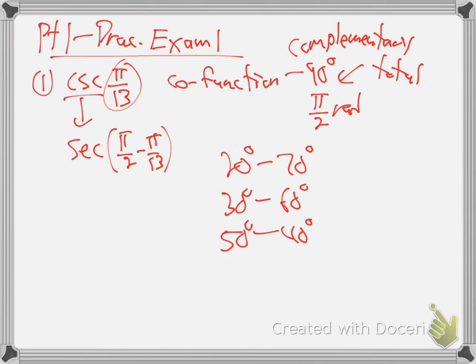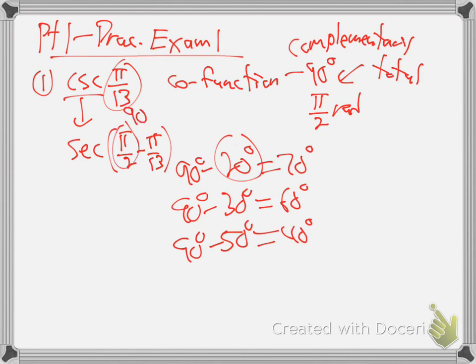So what does that have to do with the pi thing? Well, if you have 20, how do you get 70? You subtract from 90. 90 minus 20 equals 70. Or 90 minus 30 equals 60. Or 90 minus 50 equals 40. So you see, you get a complementary angle by subtracting from 90. So therefore, pi over 2 is 90. So I'm subtracting the angle they gave me from 90, and changing from cosecant to secant. That's what we did in that homework with cofunctions.